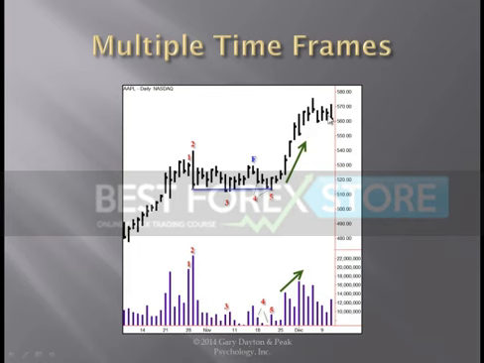So the background of the weekly is informing my trade, and I'm looking on the daily to confirm what I'm seeing on the weekly, and to locate an entry opportunity. Everybody see that? Okay.